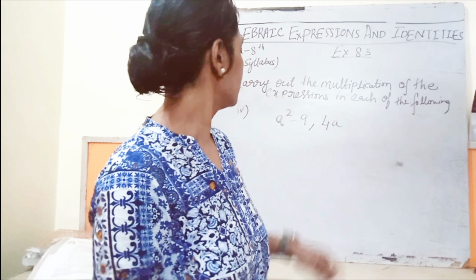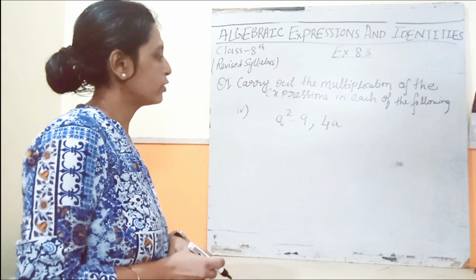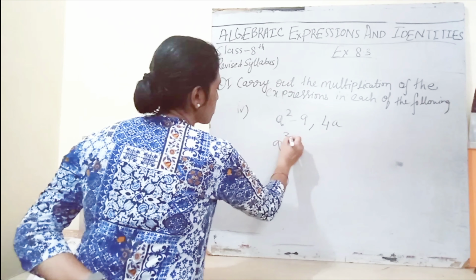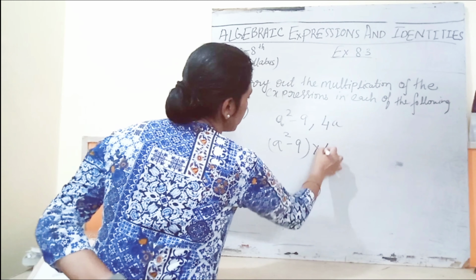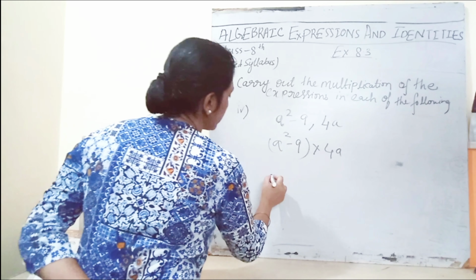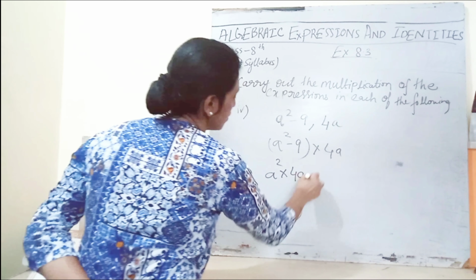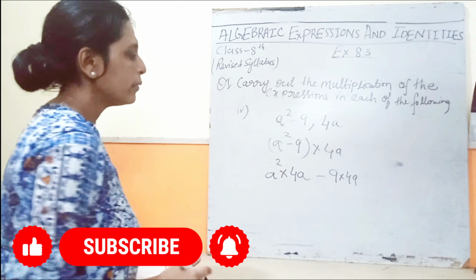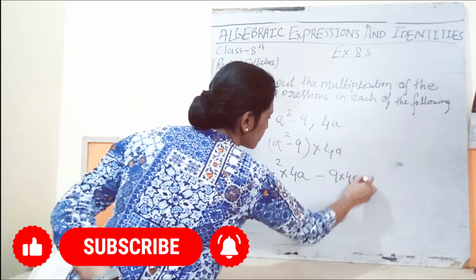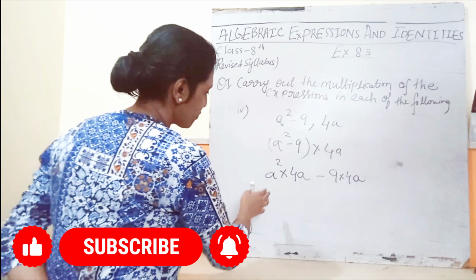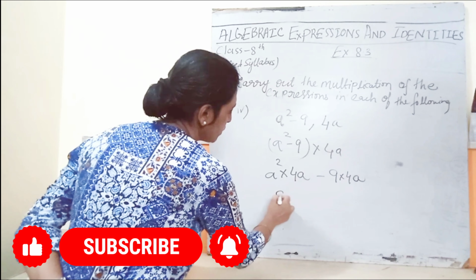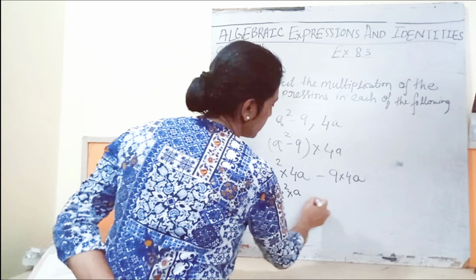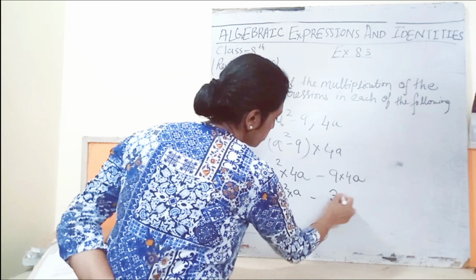In the fourth question, we have to multiply the binomial a square minus 9 with the monomial 4a. So it will be a square minus 9 multiplied by 4a. So you will multiply 4a with a square first, minus then 9 into 4a. Now you can keep the like bases together, so it will be easy for you to understand. The numerical coefficients 9 and 4 will be multiplied, so it will be 36a.